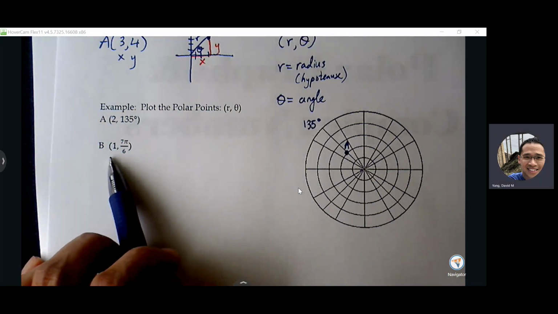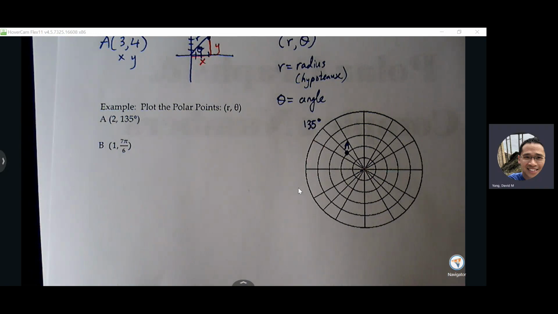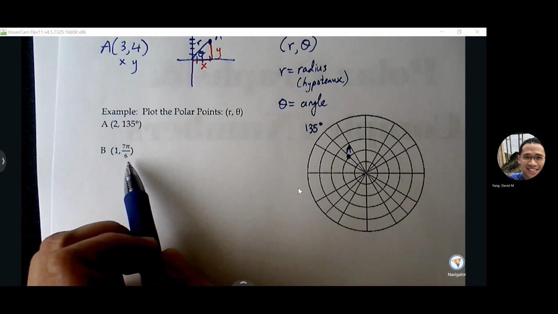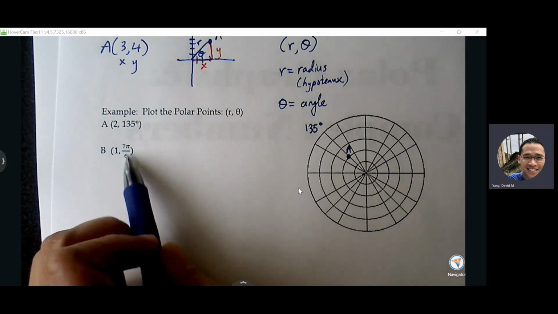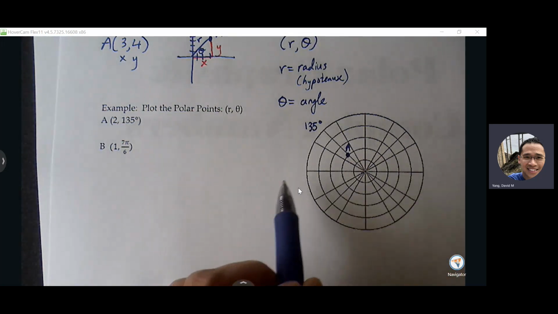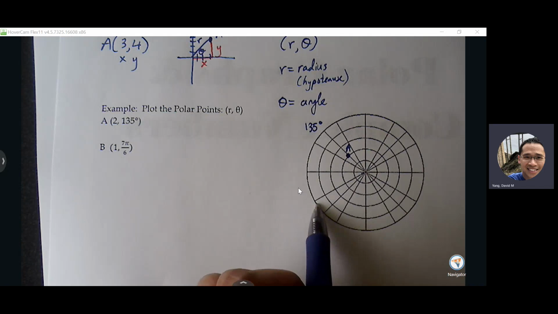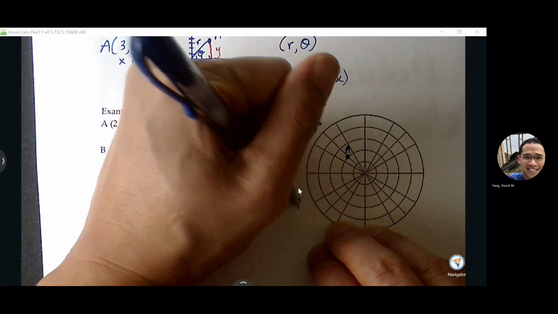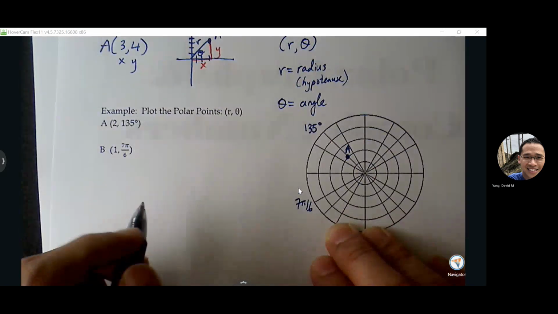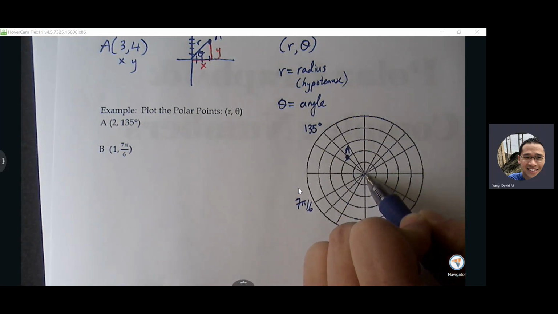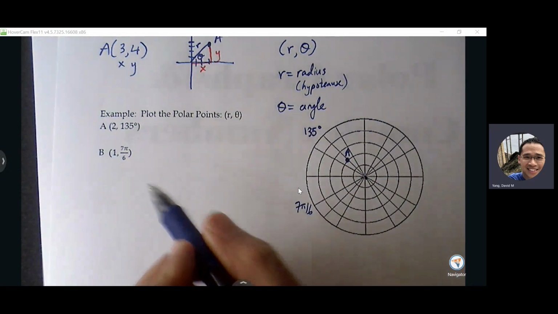Okay. Next up, point B, 7 pi over 6. Which quadrant is that in? Third, right? This is more than pi, so 7 pi over 6. You know it's going to be closest to the x-axis, third quadrant, because that numerator is more than my denominator. Okay. Put your pen or pencil directly at the origin. Are we walking towards or away 7 pi over 6? Towards, because it's positive 1. Yep.